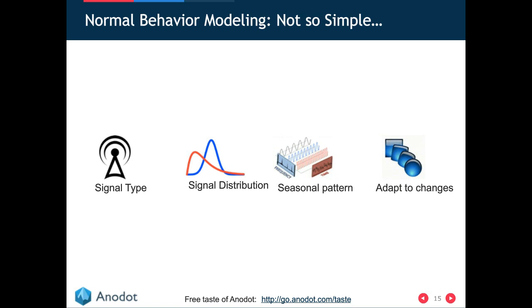The third aspect is, does it have seasonal patterns? If I want an accurate normal behavior model, I have to take into account whether it has a seasonal pattern or not. The last part is, how do I adapt to changes in the normal behavior of my signal? And I have to put that into my techniques.